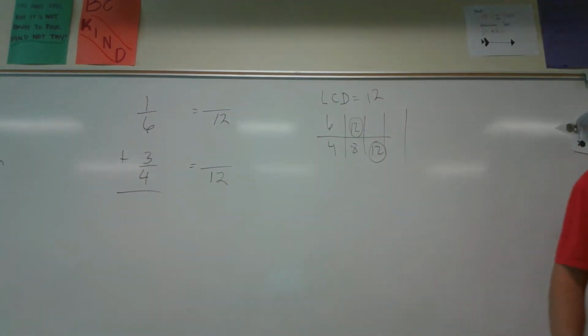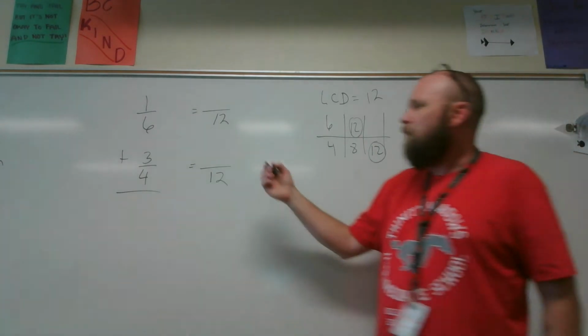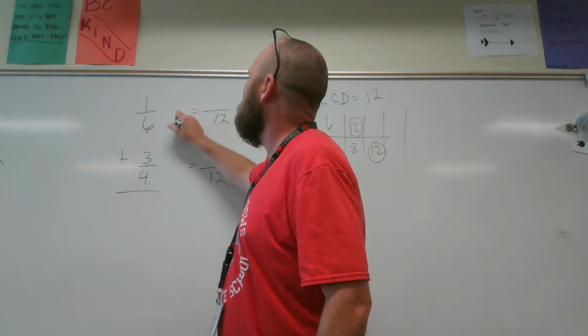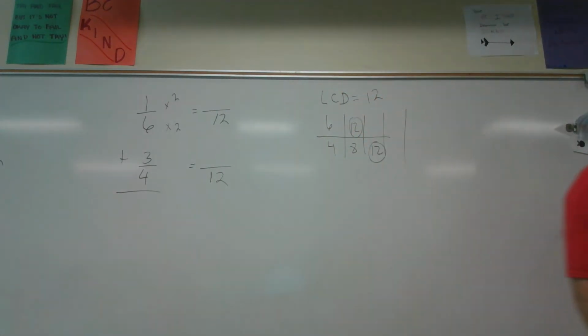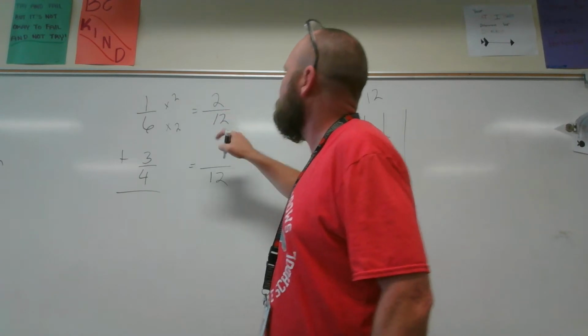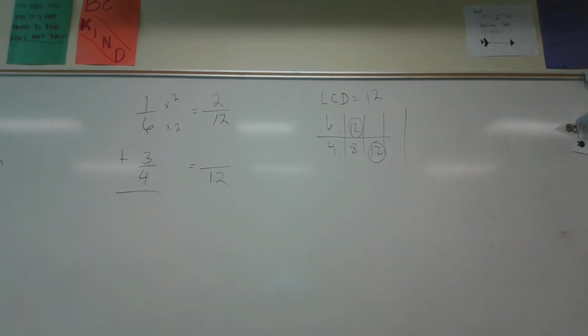Lawrence, what would I multiply by 6 to get 12? 2. If I multiply my denominator by 2, I must also multiply my numerator by 2. And Lawrence, what's my new numerator? 2. So 2/12 is equal to 1/6. It is equivalent. They are the same value.